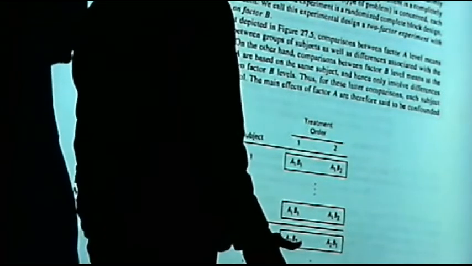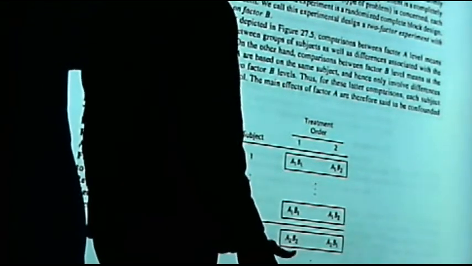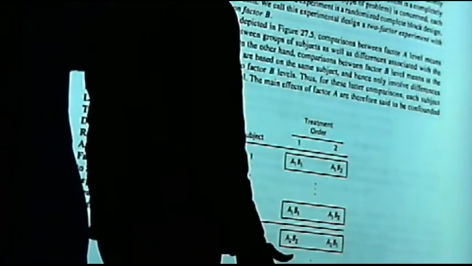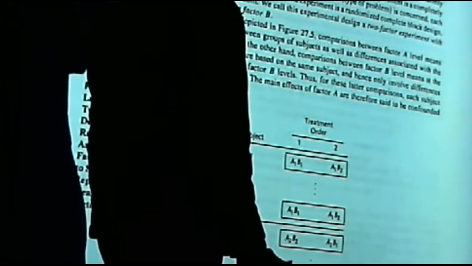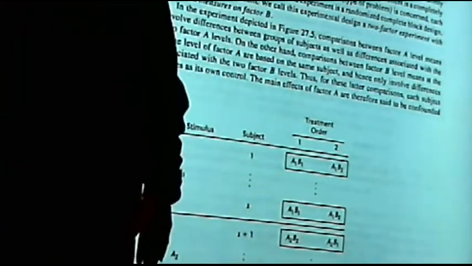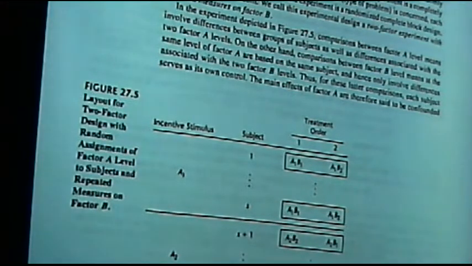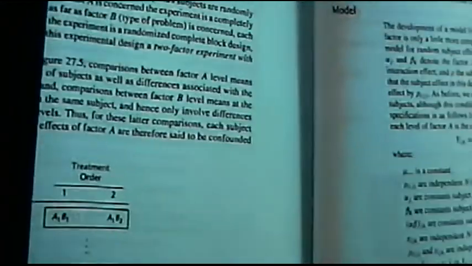So he's saying this is an example of repeated measures on one of the factors. I guess the one factor that we're repeating the measurements on is factor B. Factor A just kind of sits here by itself. So this is the kind of structure that he's thinking about for this case.